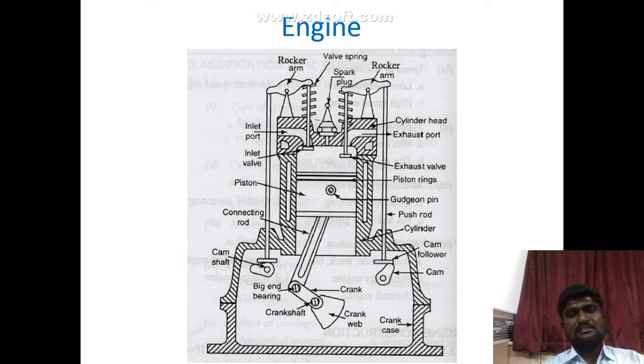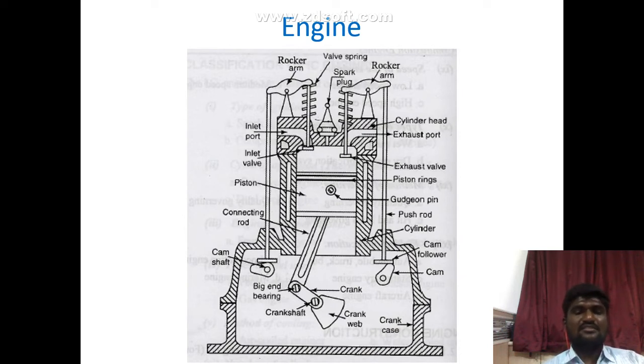In diesel engines, air admitted into the cylinder is compressed, and the compression ratio is 12 to 20, right? At the end of the compression stroke, fuel is injected and burned, and the burned gases expand in the cylinder, which pushes the piston downwards. The piston is connected to the crankshaft via a connecting rod and a crank, right? This arrangement converts the reciprocating motion of the piston into the rotary motion of the crankshaft.